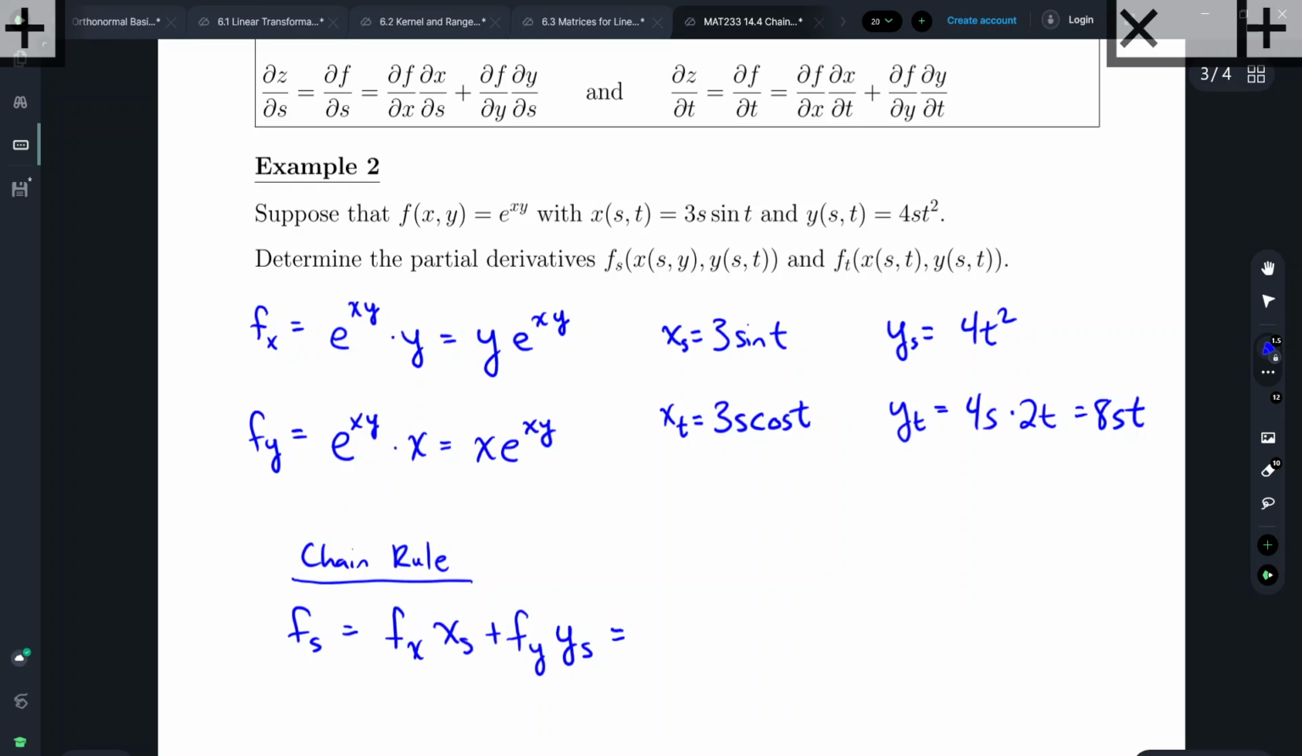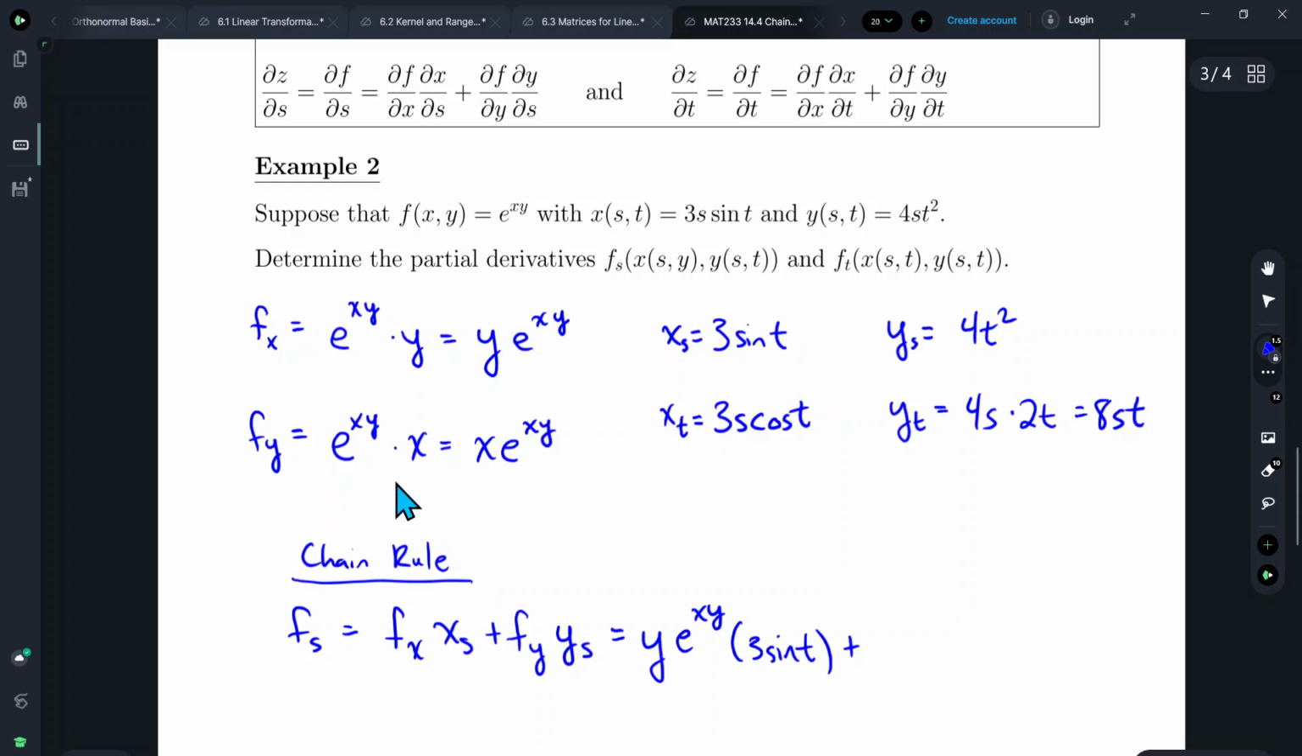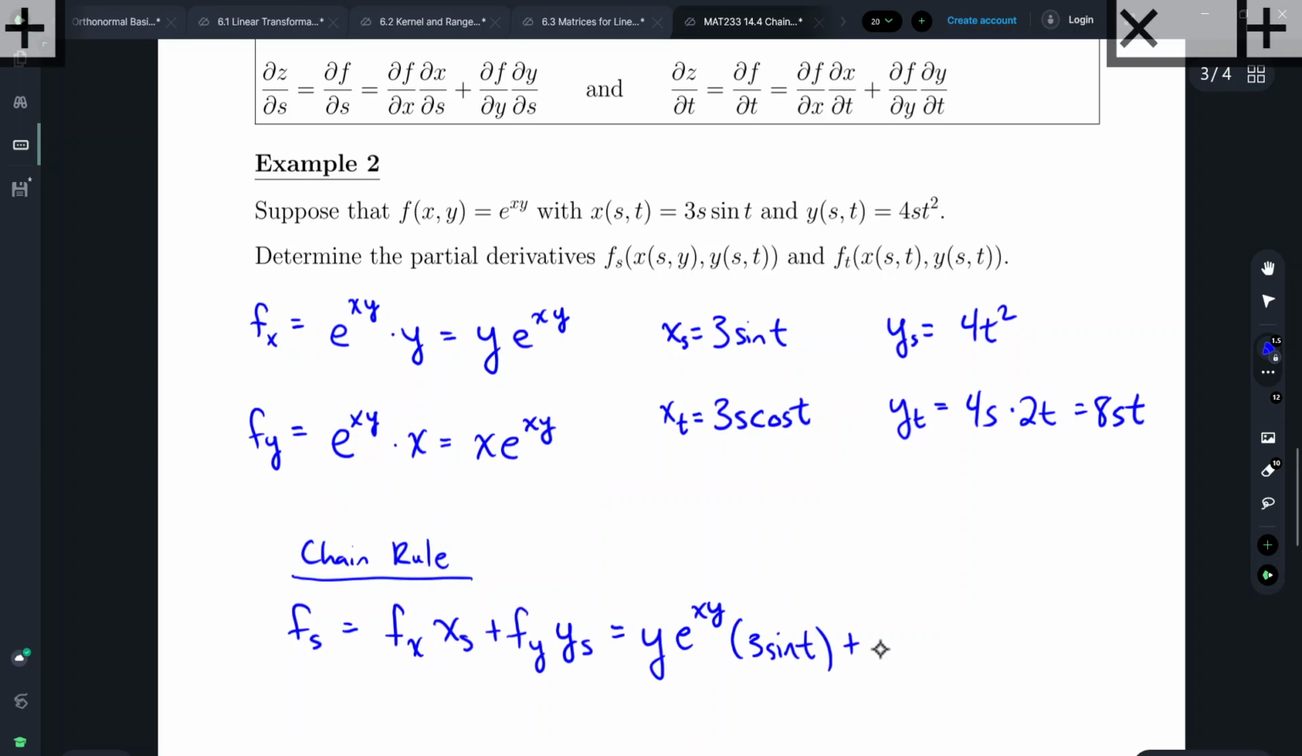Okay, so now just collecting all the correct terms, right? So f sub x is this expression here, y e to the xy, times x sub s, which is this 3 sine t, and then plus f sub y is this expression here, x e to the xy, times y sub s, which is 4t squared.